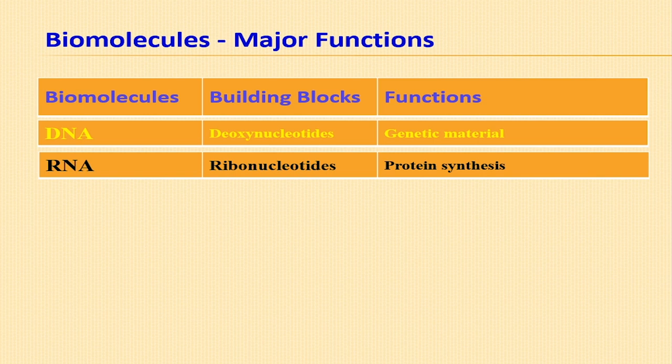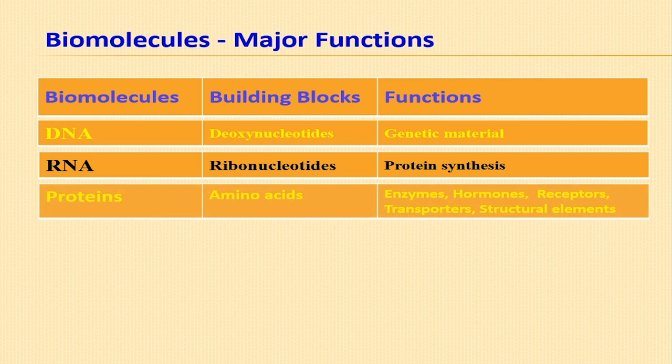RNAs, ribonucleotides. They have an important role in protein synthesis. In fact, RNA is the key of protein synthesis, along with ribosomes and translational machinery. Then proteins, which are made up of beads of amino acids. These beads combine together to produce proteins, and in the body proteins have different, very important functions. Like enzymes, proteins can be hormones in the human body, proteins can be receptors, cell surface receptors or intracellular receptors, proteins can be transporters, proteins can be structural elements.